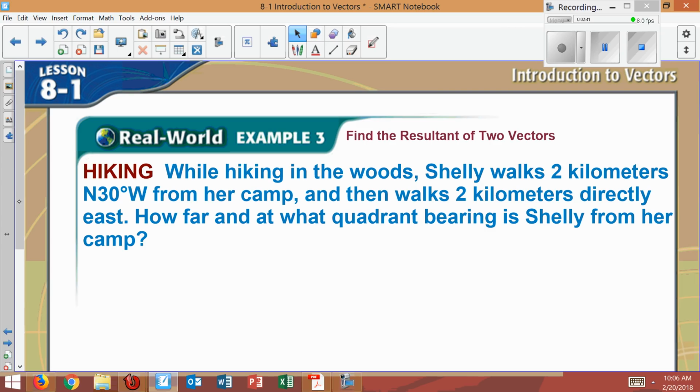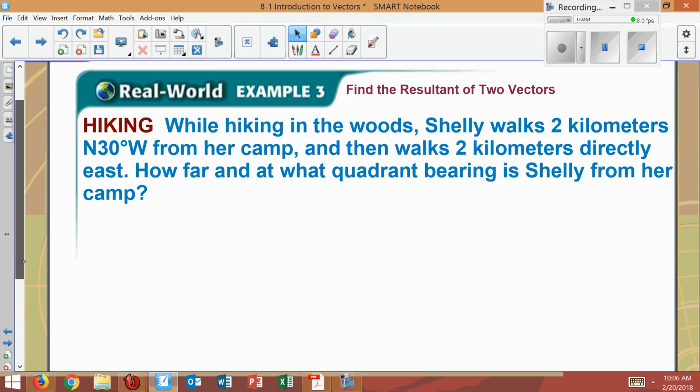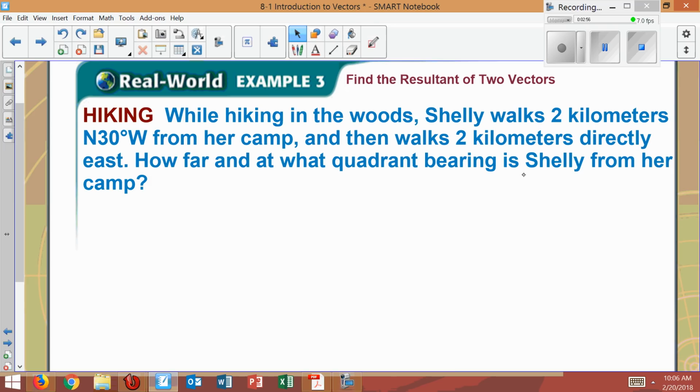So now here it says on example 3, find the resultant of two vectors. While hiking in the woods, Shelley walks 2 kilometers north, 30 degrees west from her camp, and then walks 2 kilometers directly east. How far and at what quadrant bearing is Shelley from her camp? All right, so a quadrant bearing means this formula here, so from like north 30 degrees west or something like that. So let's start and see what happens.